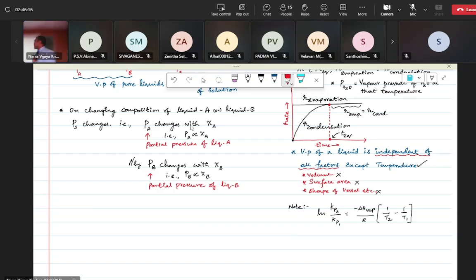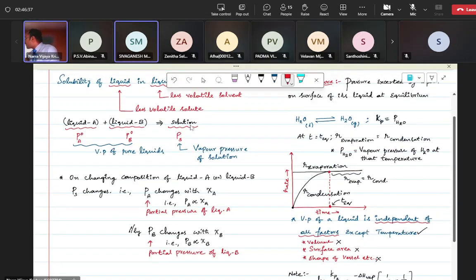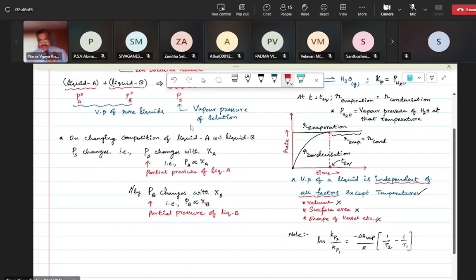If the XA value is 1, then what is this PA value? If XA is 1, it means I have taken pure liquid A only, nothing else. If a liquid is pure, then what is its pressure? PA naught. When XA tends to 1, PA becomes equal to PA naught. I am writing the same.